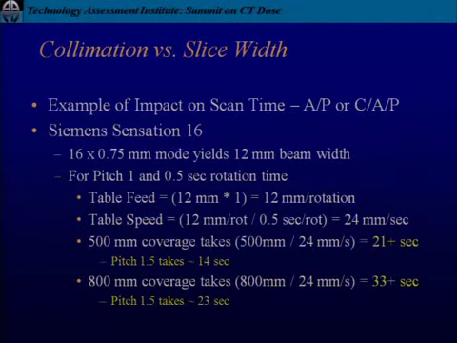800 millimeters of coverage, no, we're not going to get that. That's going to be 30 plus seconds. And even if we do a pitch of 1.5, we're still going to be at 23 seconds.